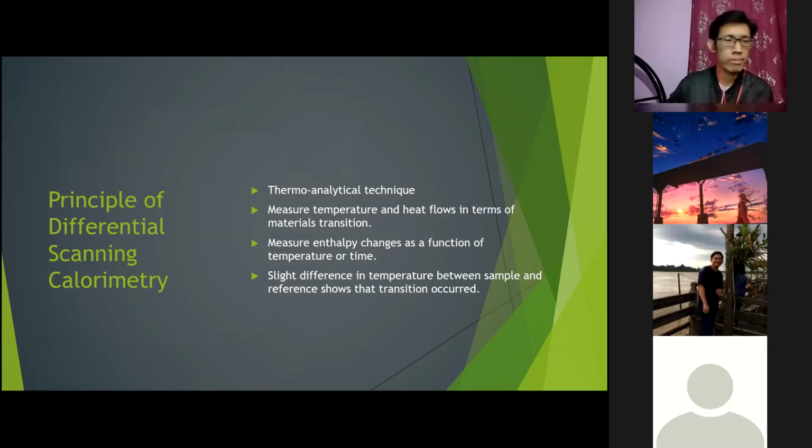When a transition occurs during the heating of a sample, it means that there is a slight difference in temperature between the sample and the reference.